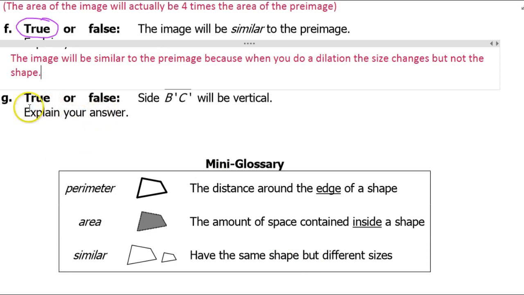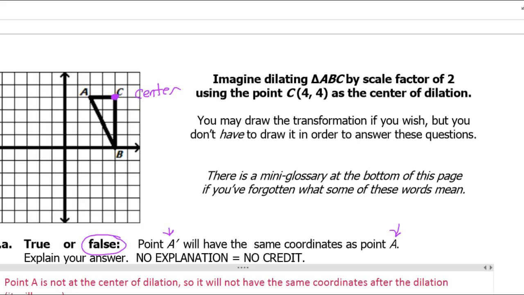So last question. True or false? Side B prime C prime will be vertical. Well, look at the original pre-image, side BC. All right, side BC is right here. And since BC is vertical, then the image of this is also going to be vertical. We're doing a dilation, guys. We're not doing a rotation, okay? This is going to get twice as big, but it's not turning.